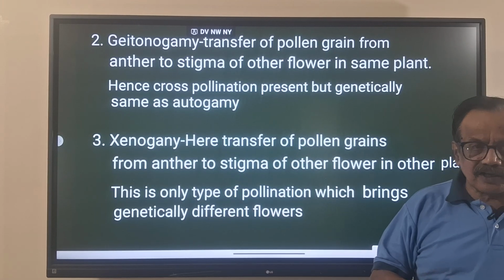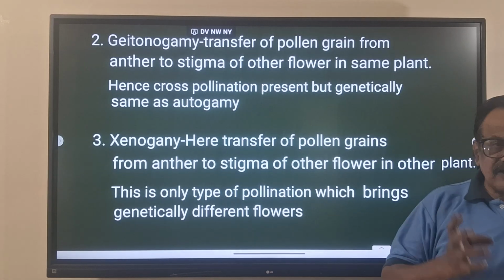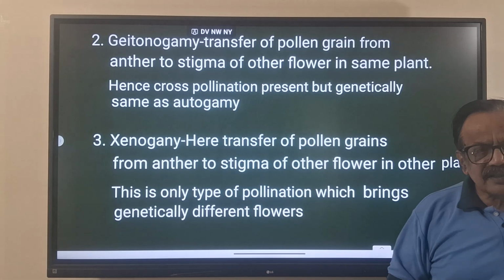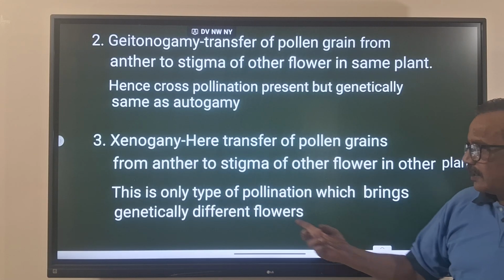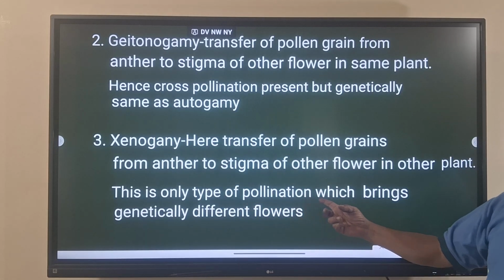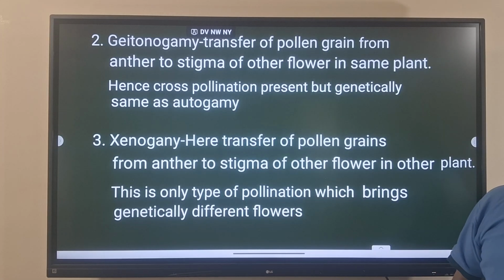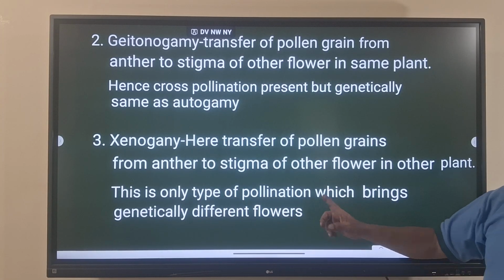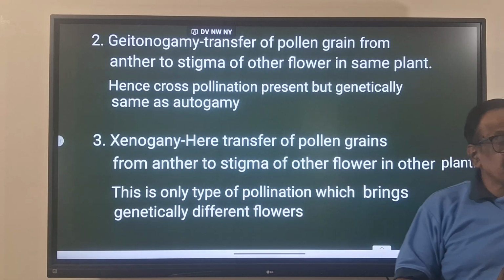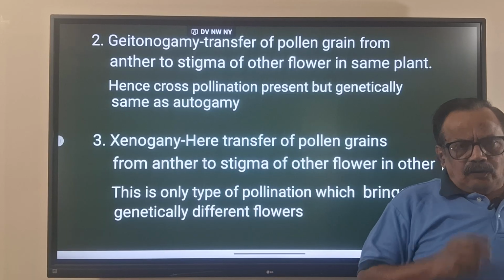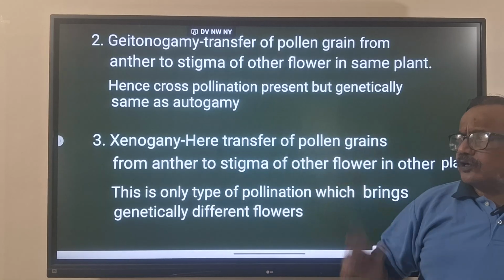If it is Geitonogamy, it is like autogamy, as in the same flower. Autogamy and Geitonogamy are both similar because the genetic material is the same, but in xenogamy the genetic material differs, so variation will be there. This is the only type of pollination which brings genetically different flowers. Now I am telling you, he asked about this in 2021. If it is reaching the stigma of the other plant, that is xenogamy, in 2021.